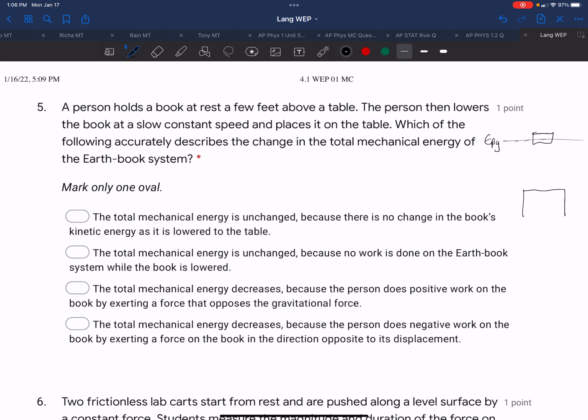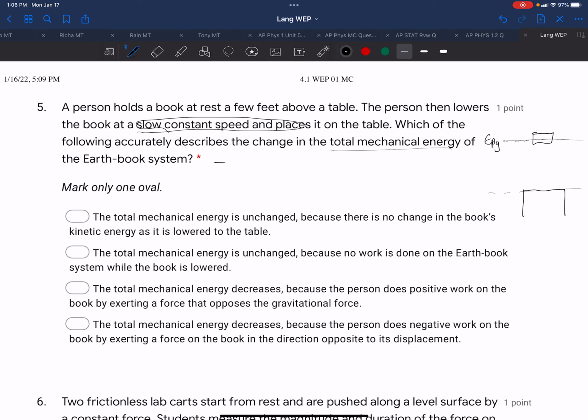Now, normally what happens when a book is lowered or dropped from a particular height, the gravitational potential energy will be converted to kinetic energy. But we're told that it's lowered at a slow constant speed. So we don't have any increase in kinetic energy. So we want to know what accurately describes the change in total mechanical energy.